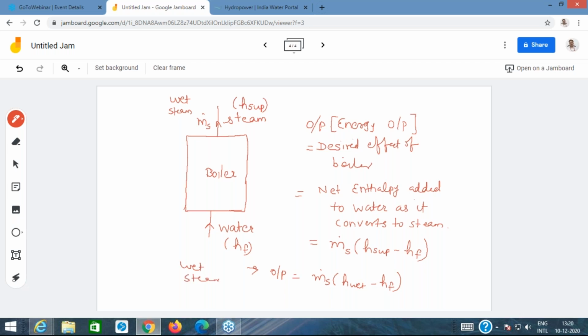If the boiler is generating dry saturated steam, then the output of the boiler is m dot s into hg, which is enthalpy of dry saturated steam, hg minus hf. Is this clear? hg minus hf. Is this clear or no?